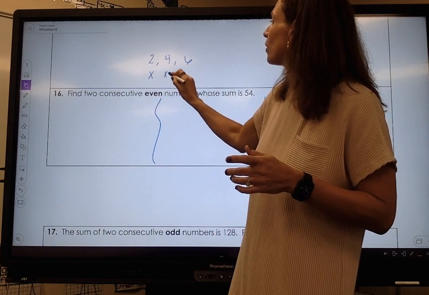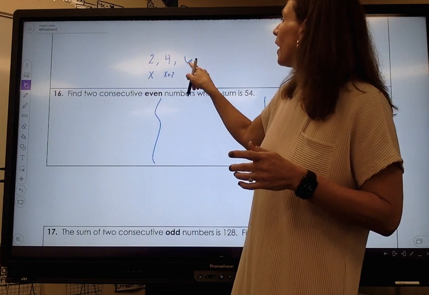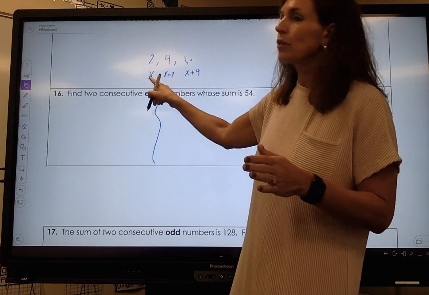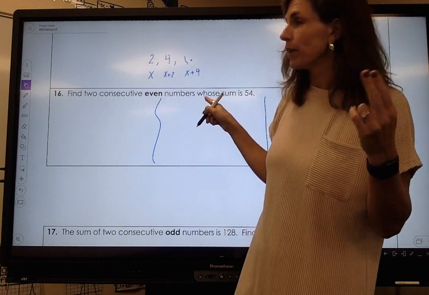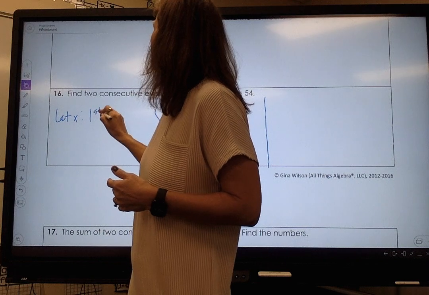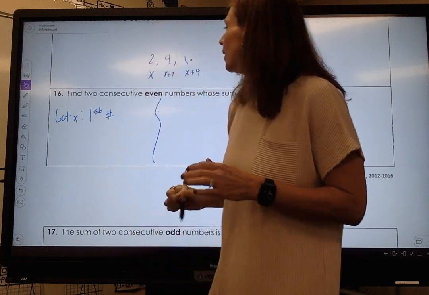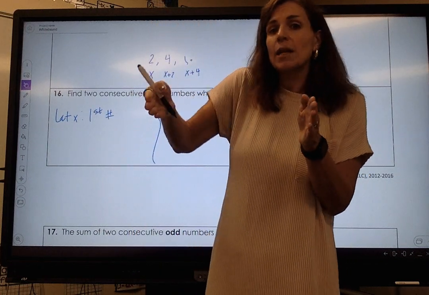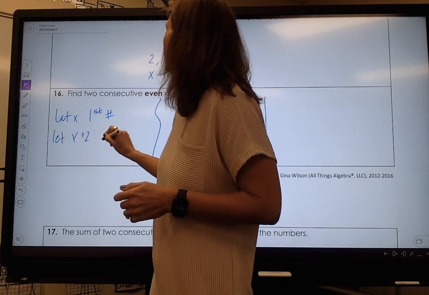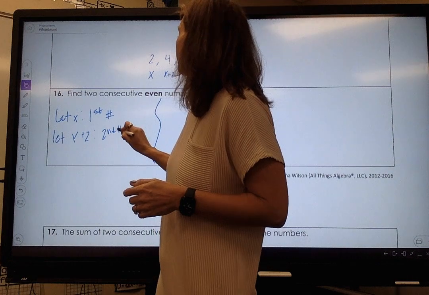You took your original number and you added 2. How did you get to 6? You took your original number and you added 4. So that's the pattern, we're skipping one. So I'm going to let x be the first number. And because it's consecutive even, we skip. So I'm going to let x plus 2 be that second number.